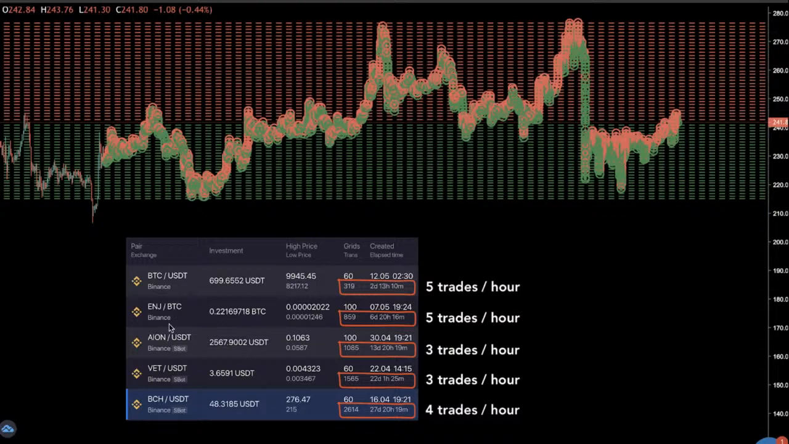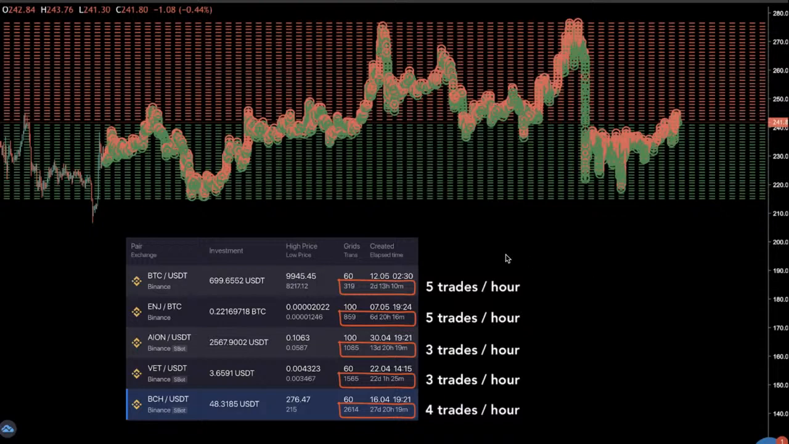Just for the sake of the example, you see that BTC trading to USDT, and in total there were 319 trades executed by the bot automatically, and that's 5 trades per hour because the period here is 2 days. And you see that in general, the average is 4 for each of these cryptocurrency pairs. So ask yourself, would you be able to execute that amount of trades each hour, 24/7, endlessly?